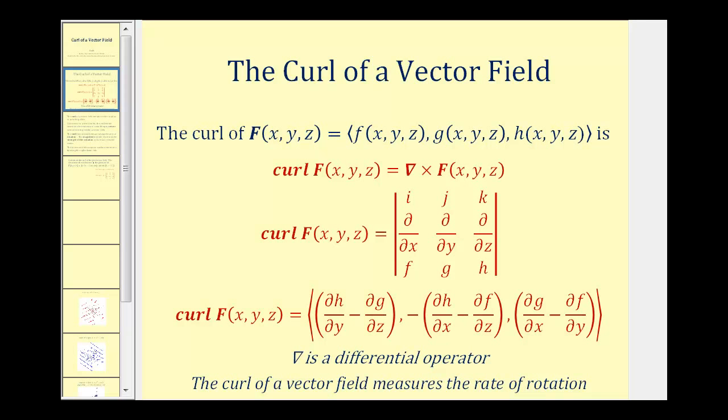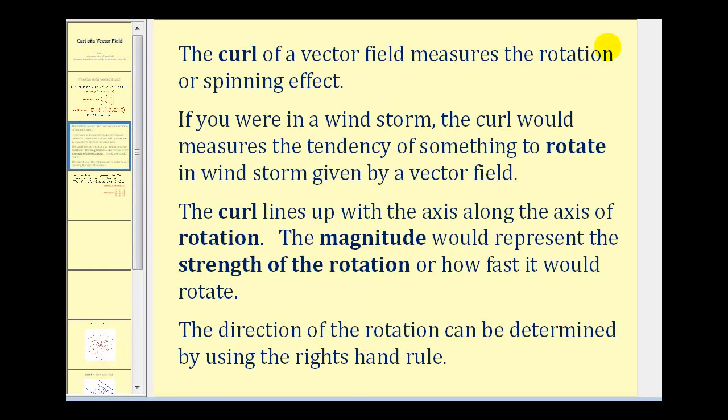But let's first talk about what the curl of a vector field means. The curl of a vector field measures the rotation or spinning effect of a vector field. If you were in a windstorm, the curl would measure the tendency of something to rotate in the windstorm given by a vector field. The curl lines up along the axis of rotation, and the magnitude would represent the strength of the rotation, or how fast it would rotate. The direction of the rotation can be determined by using the right-hand rule, which means if you point your right thumb in the direction the curl vector is pointing, as you close your right hand, your fingers would close in the direction of the rotation.